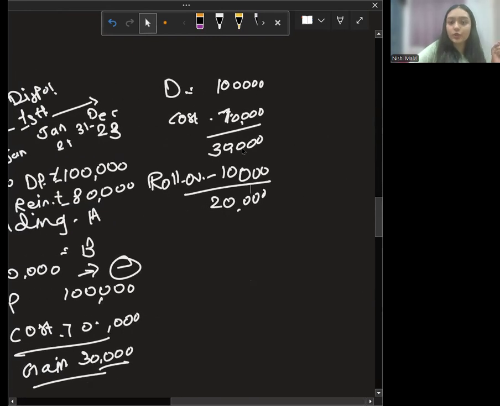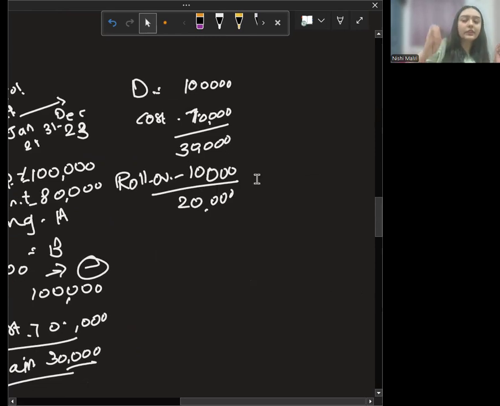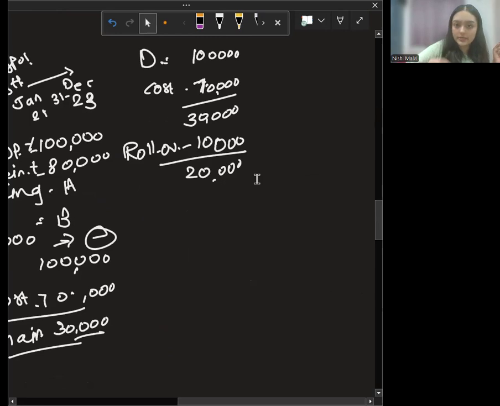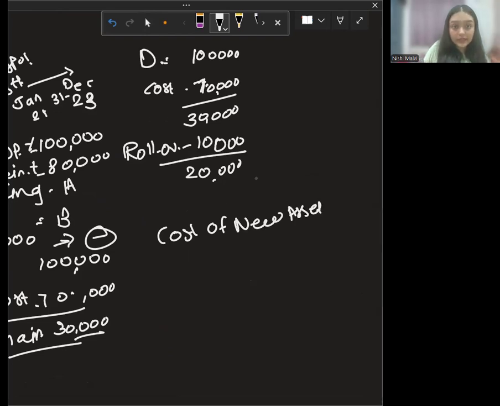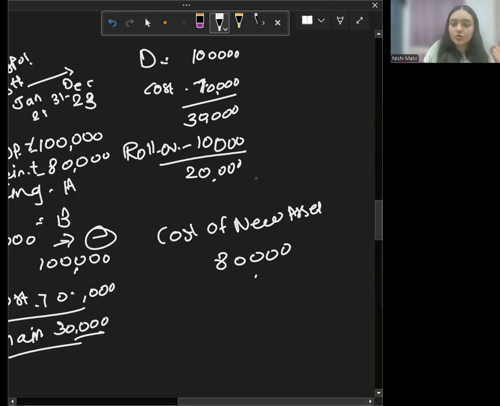Whenever you calculate the cost of the new asset, from that cost you will deduct the gain that was rolled over. Suppose you reinvested, say, 80,000. So the cost you will keep at 70,000.